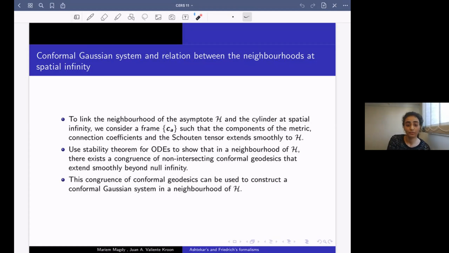Since our choice of the spacetime metric on H coincides with the metric of the cylinder at spatial infinity, we can make use of the solution of the conformal geodesic equation on the cylinder to construct a conformal Gaussian system. Then, using a stability argument, we can show that the solution for the conformal Gaussian system can be extended out of H to a neighborhood of H, and that is used to construct a Gaussian system in the neighborhood of H, which in turn can be used to construct a Friedrich cylinder near spatial infinity.